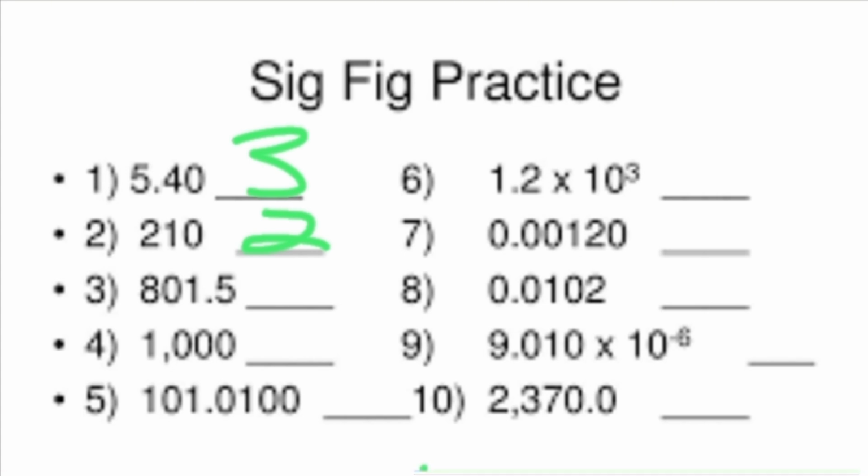For number 3, 801.5, that 0 is between 2 non-zero digits, and therefore that will be significant. So as a result, we will have 4 significant figures for number 3.